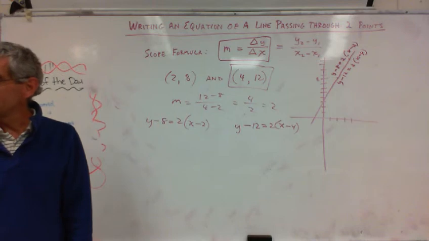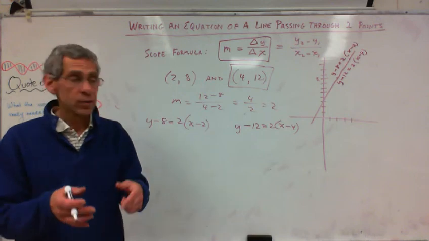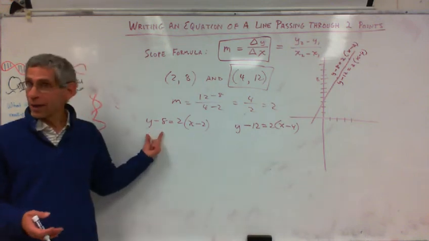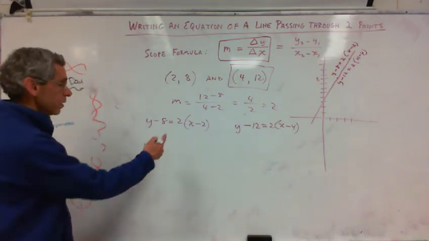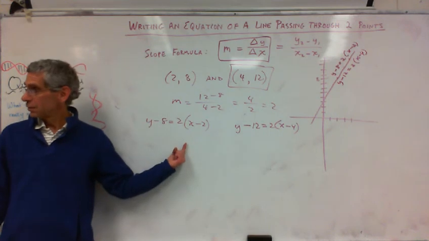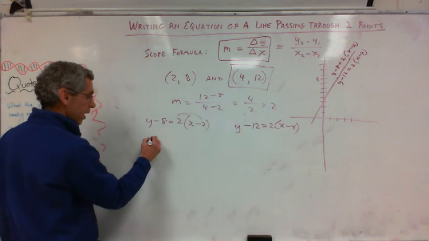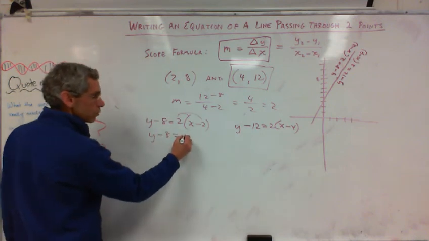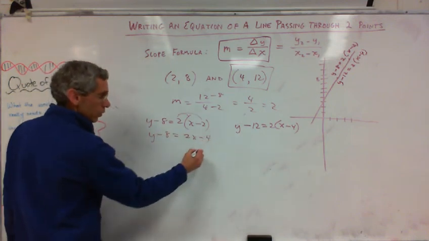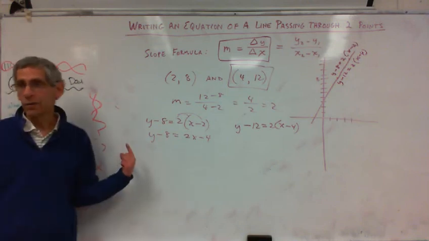Let's turn them into slope-intercept form. Remember what slope-intercept is? y equals mx plus b, right? So if we just solve for y, let's see what we get. Before I can do that, I've got to get rid of my parentheses, right? I'm going to use the distributive property. So I've got y minus 8 is equal to 2x minus 4. Am I right?